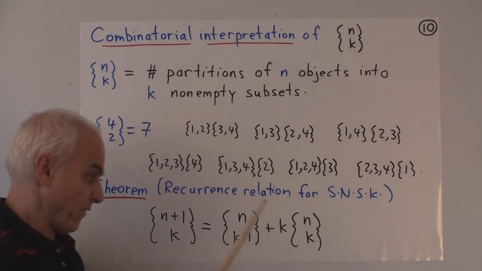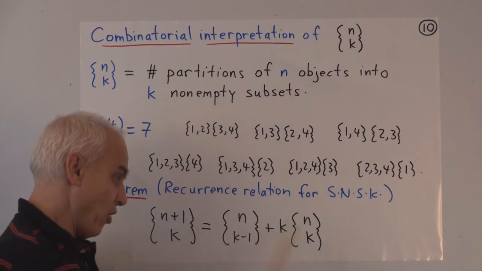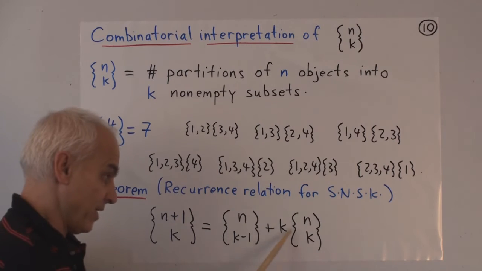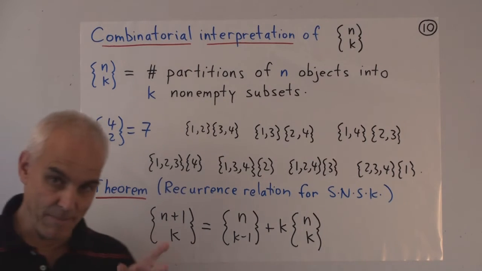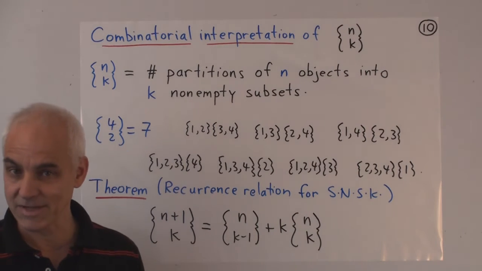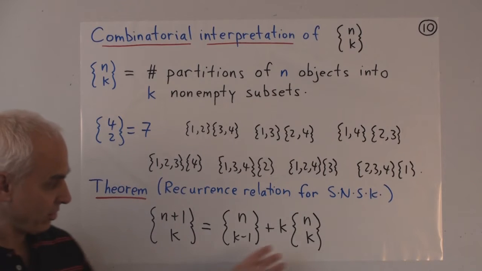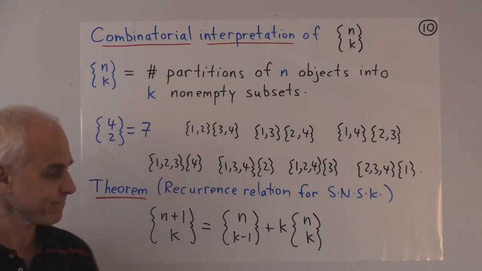For the Stirling numbers of the first kind, this k was an n. And for the binomial coefficients, this number was just 1. So the three different numbers, the binomial coefficients, the Stirling numbers of the first kind, and the Stirling numbers of the second kind, are all pretty close when it comes to their recurrence relation.